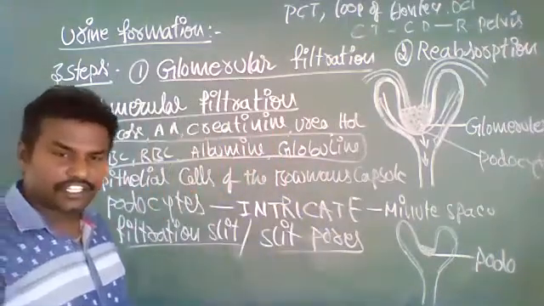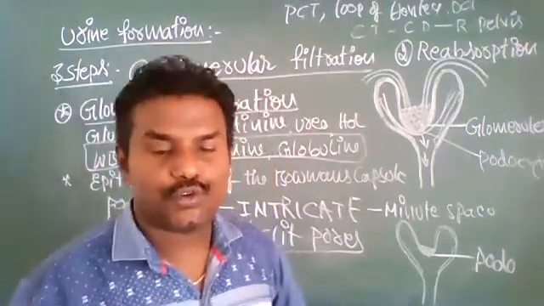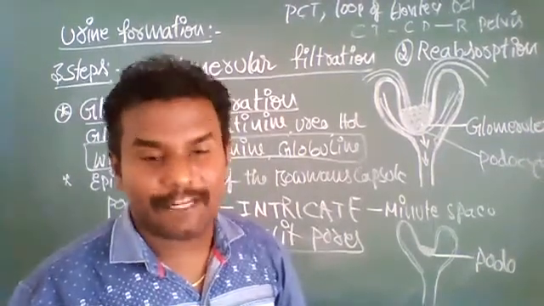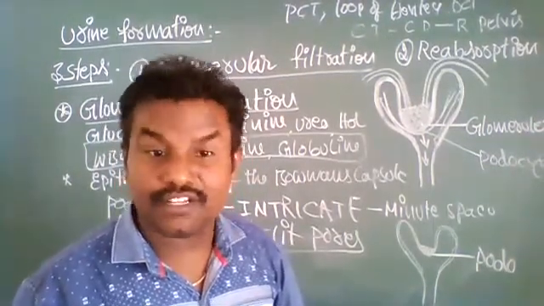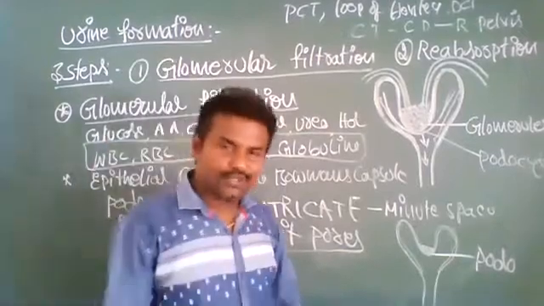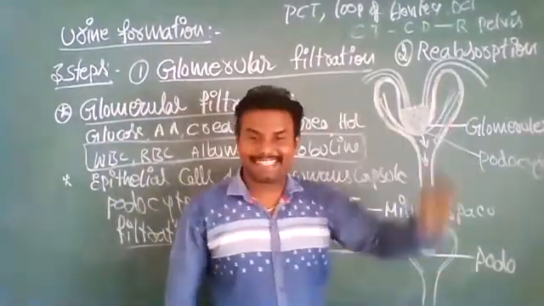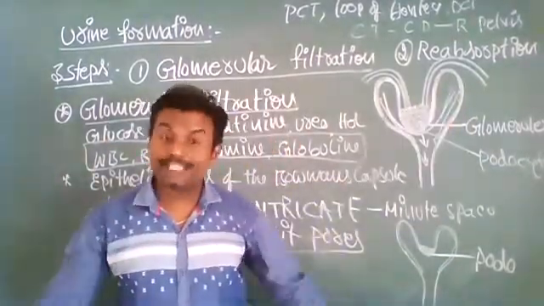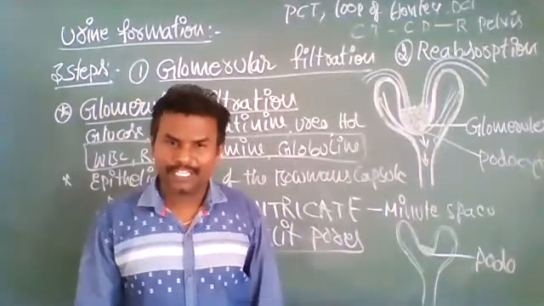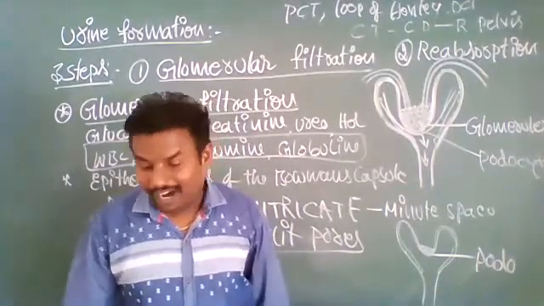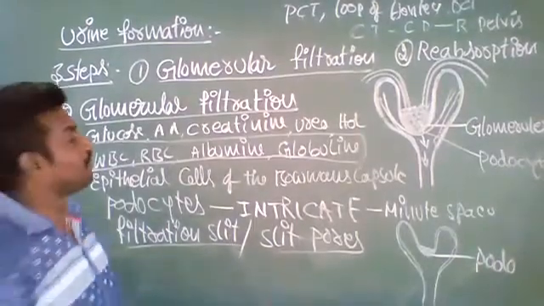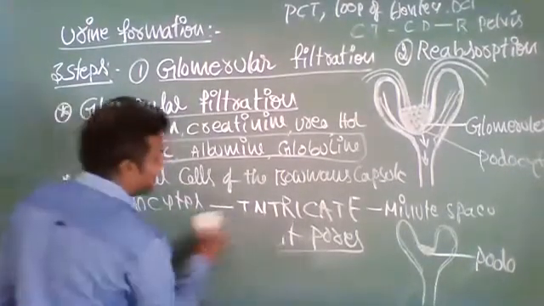So this kind of filtration is called ultrafiltration. Almost all components of the blood plasma except proteins are filtered through three layers, through slit pores. That kind of filtration is called ultrafiltration.